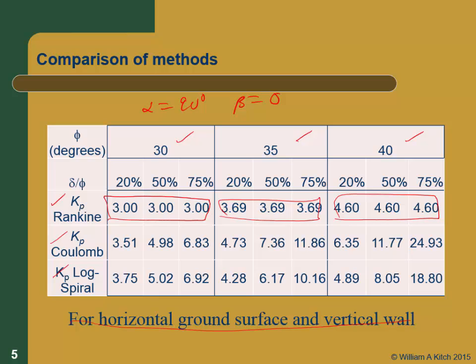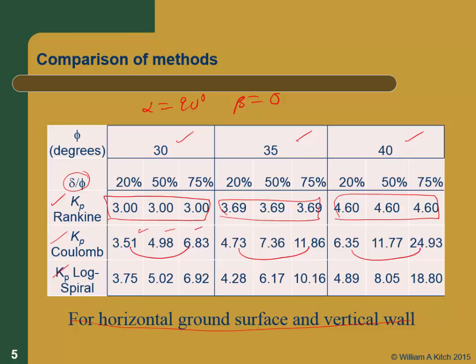So in Coulomb, the only difference between these three values is the angle of delta. So the first thing that tells you is delta is pretty important in the Coulomb solution. Just compare these two numbers in every one. Taking delta as 20% of the friction angle versus 75% of the friction angle changes your earth pressure coefficient by a factor of 2 to 4.